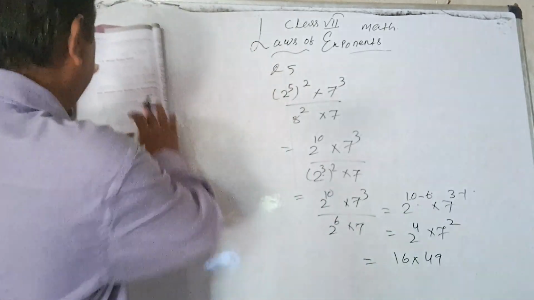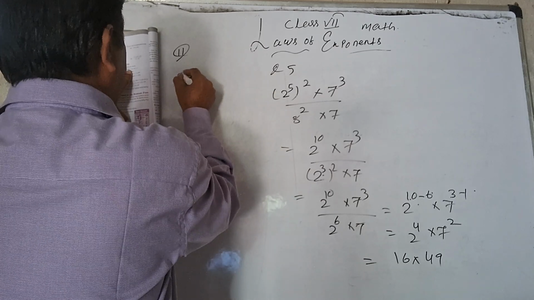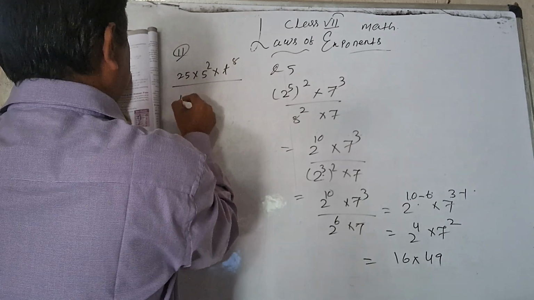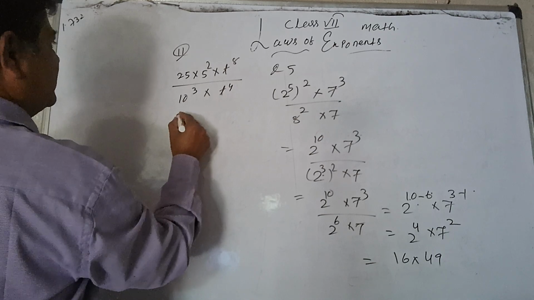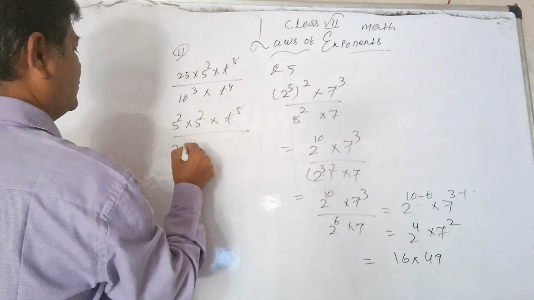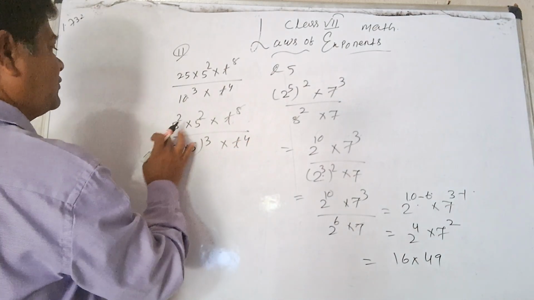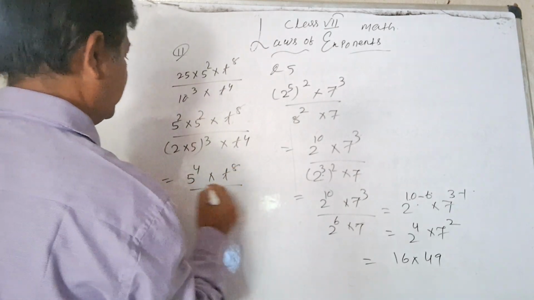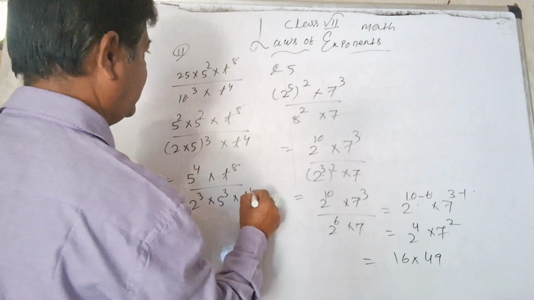Another important question in this exercise, 2i, question number 5, 2i: 25 into 5 squared into t to the power 8 divided by 10 to the power 3 into t to the power 4. 25 is 5 squared, so 5 squared into 5 squared into t to the power 8, divided by 10, which is 2 into 5, whole to the power 3 into t to the power 4. Here 5 squared into 5 squared is 5 to the power 4 into t to the power 8, divided by 2 to the power 3 into 5 to the power 3 into t to the power 4.